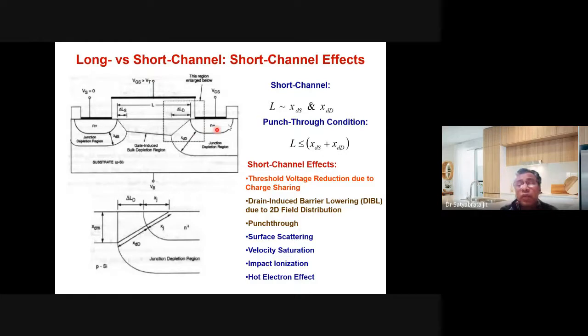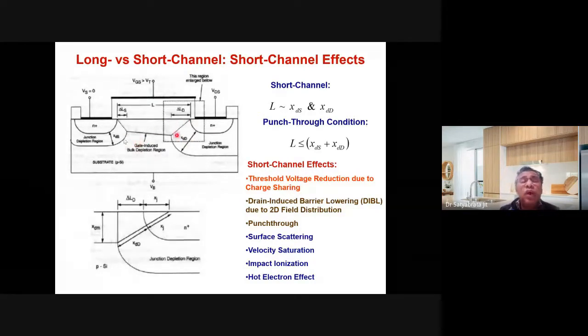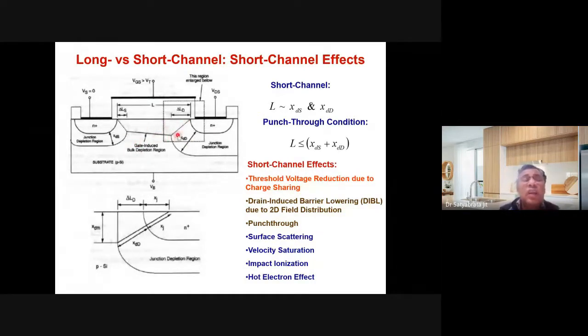So breakdown takes place, so large drain current can be there. Hot electron effect is due to electrons having very high energy, because of the high electric field. You know that velocity v equals mu times E. So if the electric field is high, then velocity will be high, and then half m v square, the kinetic energy, will be high.